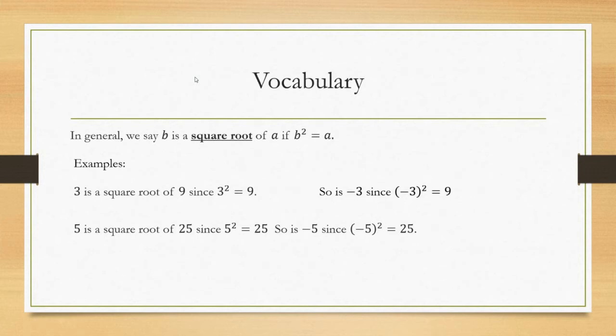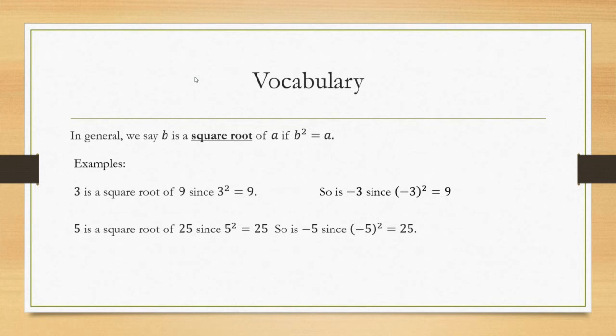What else is a square root, though? Negative 3, because negative 3 squared is also equal to 9. So both 3 and negative 3 are square roots of 9. Same thing with 25. Namely, 5 is a square root of 25, right? Because 5 squared is 25. Negative 5, though, is also a square root because negative 5 squared is 25. So we actually have 2 square roots here.